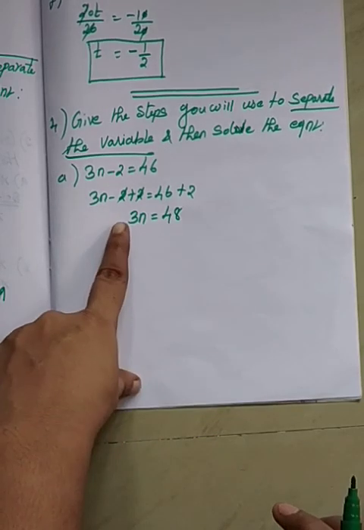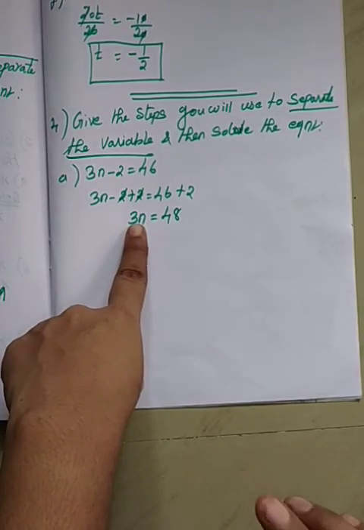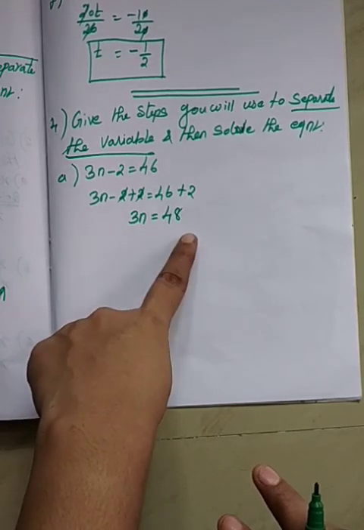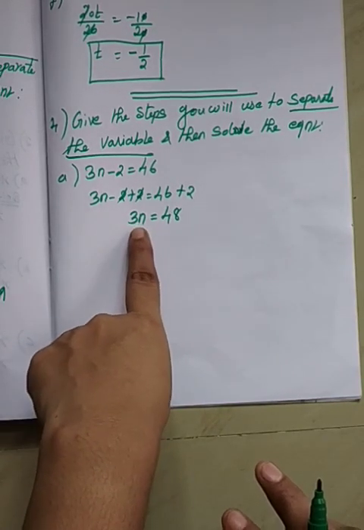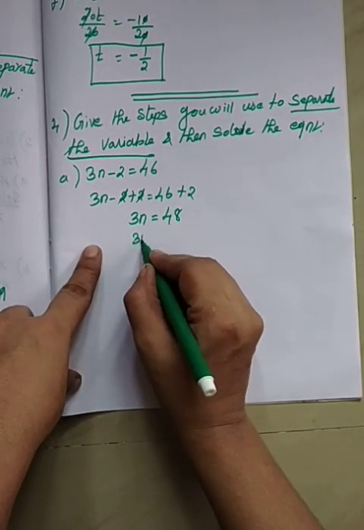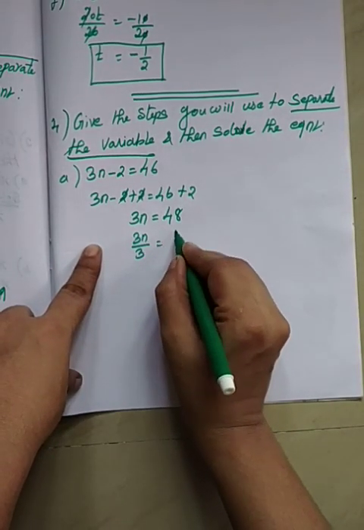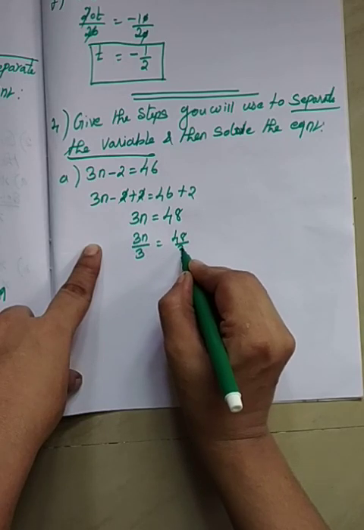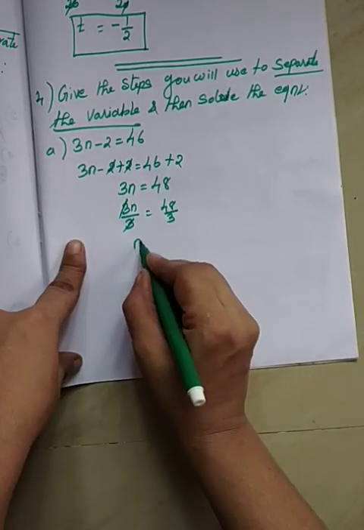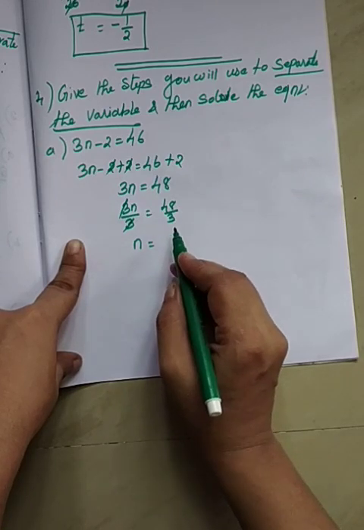See, 3n is there. So now we have to divide both sides of the equation by 3. So you will get 3n by 3 is equal to 48 by 3. Now you have to cancel the 3. So you will get n is equal to 48 by 3.